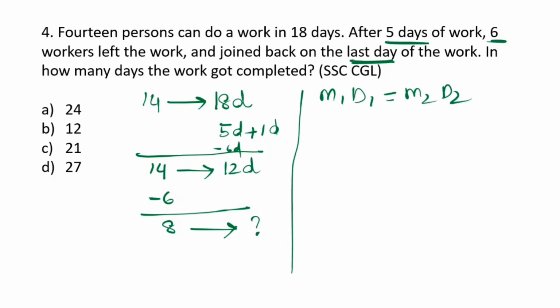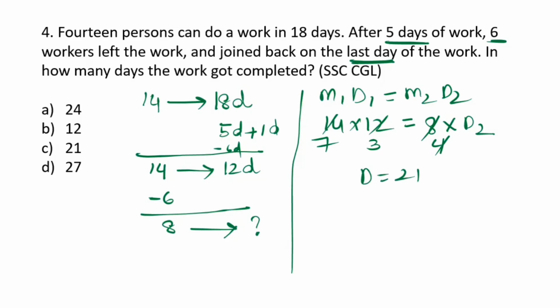I know about M1. What is M1? 14. And what is D1? 12 days. 14 persons can finish in 12 days. But now I only have 8 men. And how many days are they going to take? So cancel 2 into 4, 2 into 7. 4 into 4 threes. So how many days? Days is equal to 21.